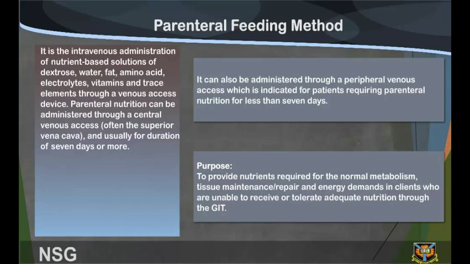Parenteral feeding method. It is the intravenous administration of nutrient-based solutions of dextrose, water, fat, amino acid, electrolytes, vitamins, and trace elements through a venous access device. Parenteral nutrition can be administered through a central venous access, often the superior vena cava, and usually for a duration of 7 days or more. It can also be administered through a peripheral venous access, which is indicated for patients requiring parenteral nutrition for less than 7 days.